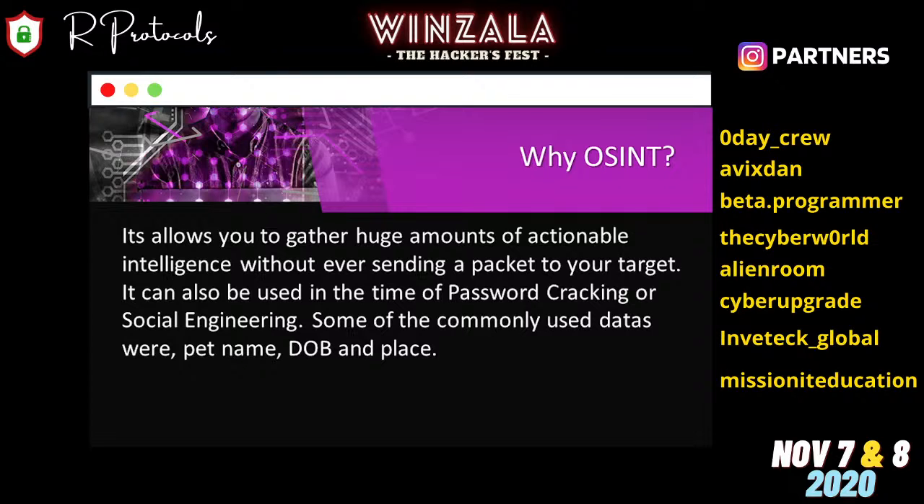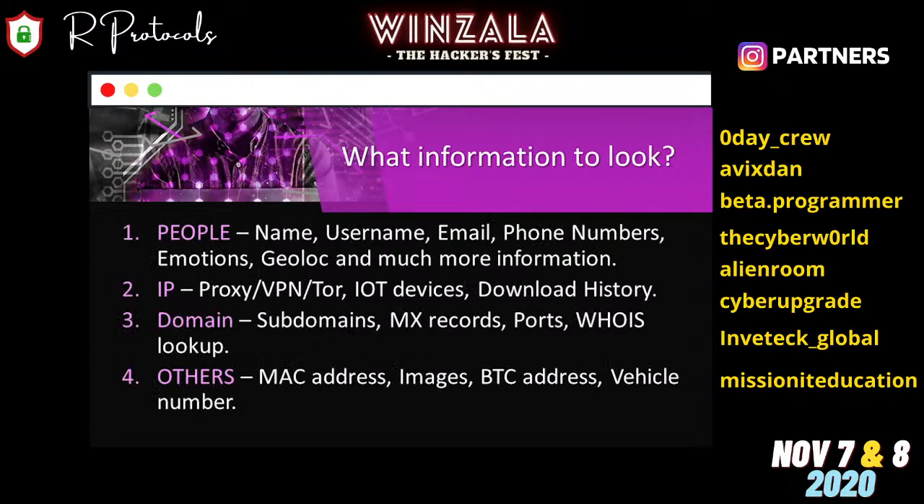Next, what kind of information do I expect from open source intelligence? There are a few divisions among them. At first, we can talk about people. If we take people, we can gather information like their names, usernames, email, phone number, as well as geographical locations and much more. So these were the commonly gathered information about people.